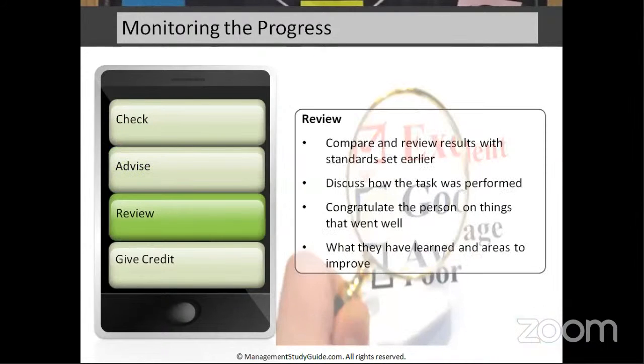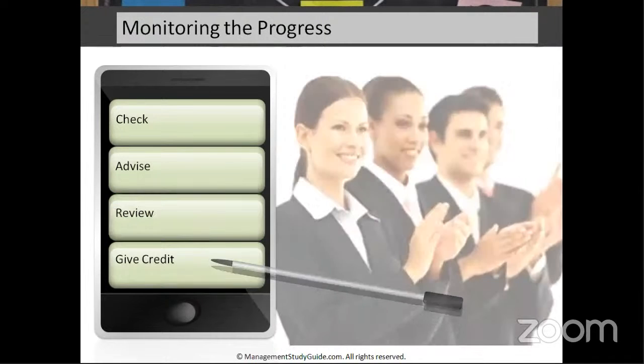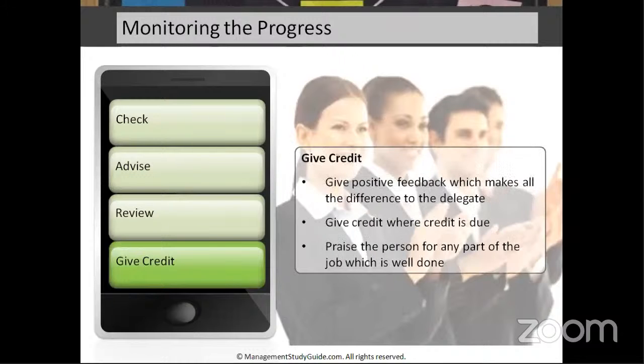Advise and encourage the delegate to treat the tasks as their own. On review, compare and review results with standards set earlier, discuss how the task was performed, congratulate the person on things that went well, what they have learned, and areas to improve. Then on giving credit, give positive feedback, which makes all the difference to the delegate. Give credit where credit is due. Praise the person for any part of the job which is well done.